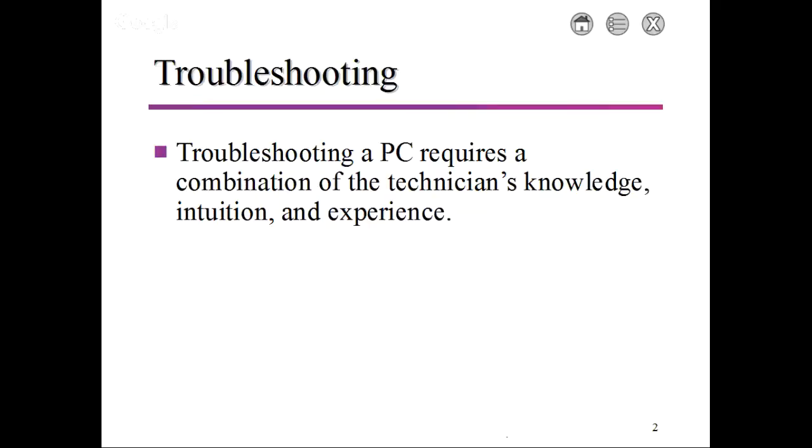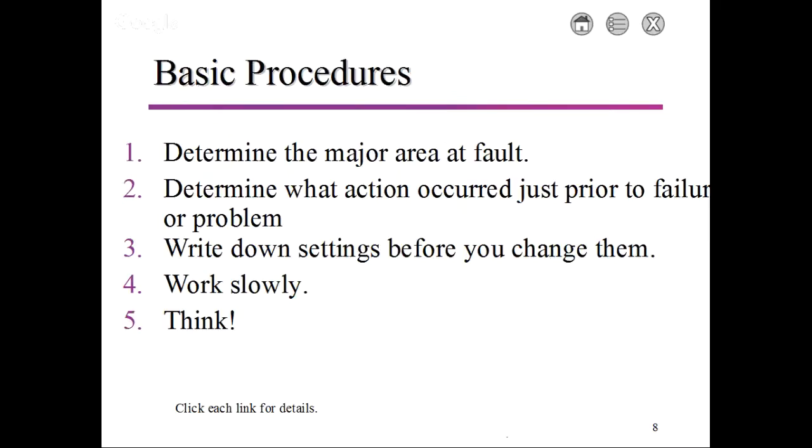So how do you go about troubleshooting something? Well, these are the 5 basic steps in a nutshell. Determine the major area at fault. In other words, what is the problem? You have to have some idea of the problem. Sometimes people will simply say it's broken. Well, number 2, determine what action occurred just prior to a failure or a problem. What happened recently? Has there been a change?